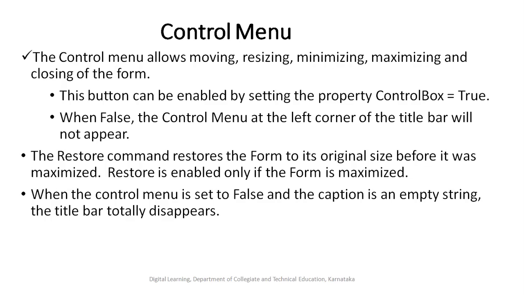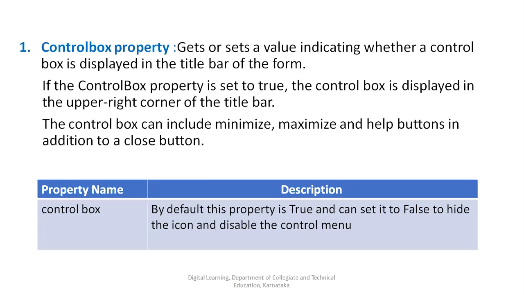Now, when the control menu is set to false and the caption is an empty string, the title bar totally disappears. Control box property. It gets or sets a value indicating whether a control box is displayed in the title bar of the form. If the control box property is set to true, the control box is displayed in the upper right corner of the title bar. The control box can include minimize, maximize, and help buttons in addition to a close button.